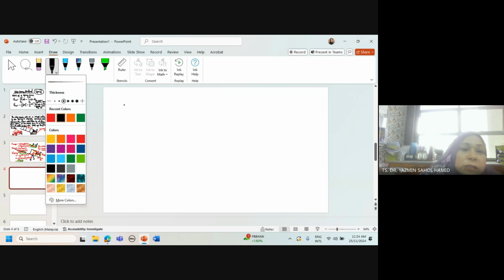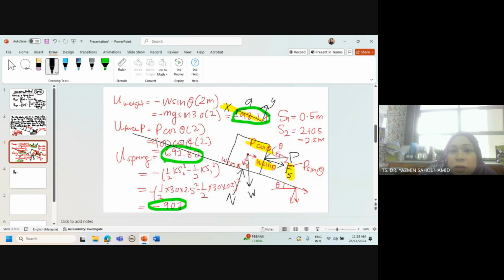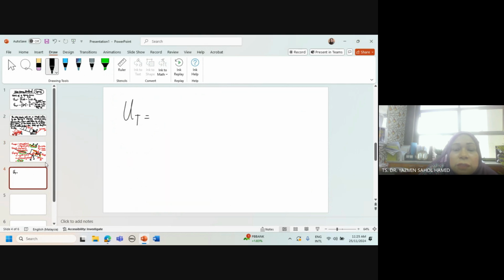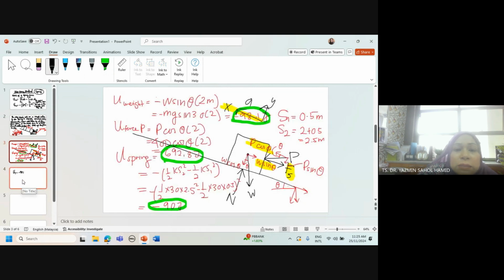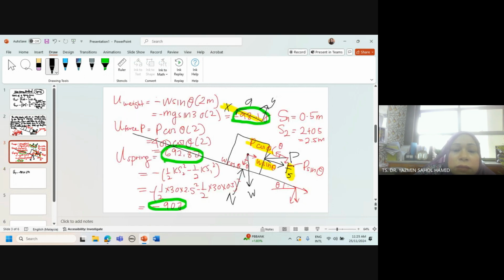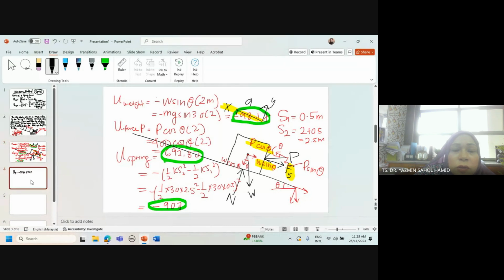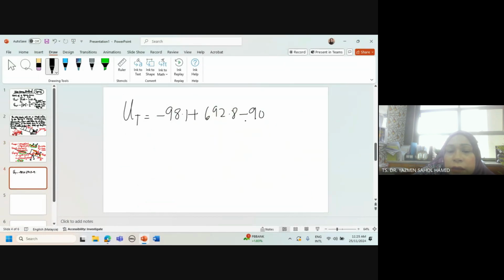Okay, since they want the total work, you need to write down the values that you get. First you get negative 98.1, and then secondly you get plus 692.8, and then the third one you get negative 90 joule. So you need to total up these, and if you use the calculator, you will get 505 joule.